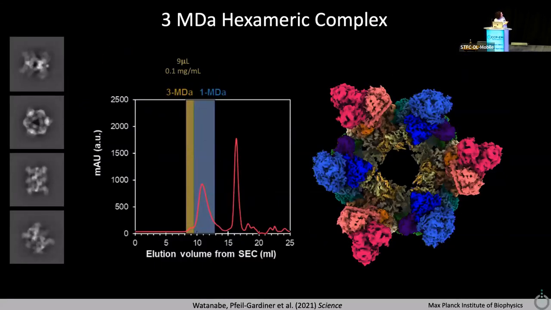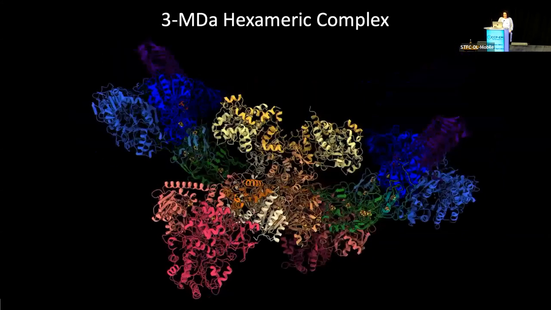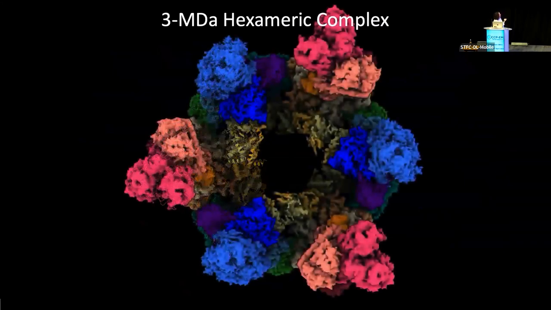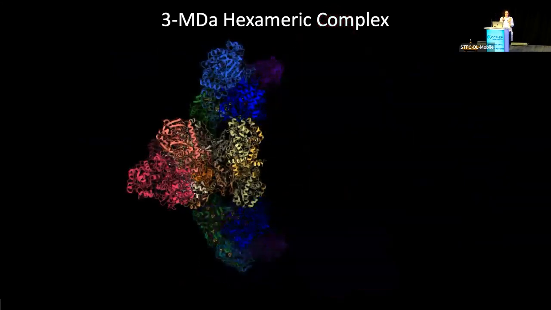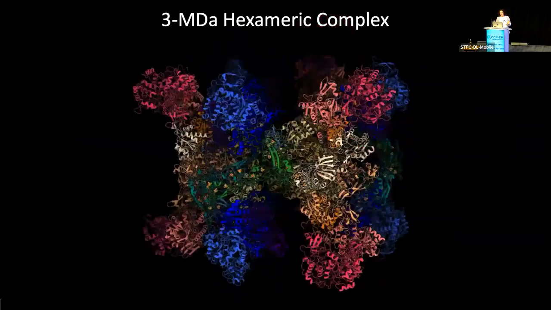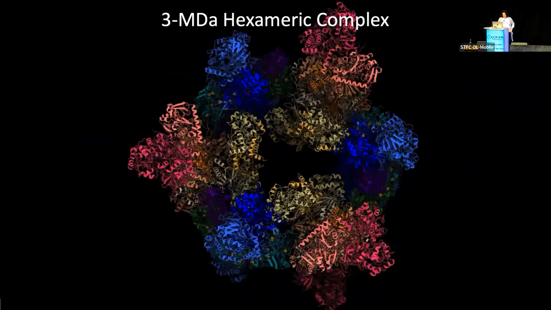2D classes and eventually solve a structure of this larger hexameric complex that effectively is made up of 3 copies of our dimer. And what you can see here is that the polyferredoxin subunits, which are shown in green and teal, that conduct electrons from the electron bifurcating site to the CO2 reducing site, actually form a kind of belt around the complex so that electrons can be conducted between these different units.